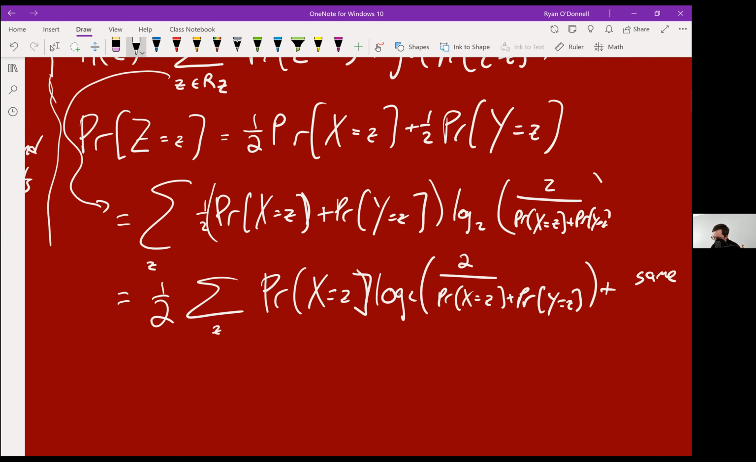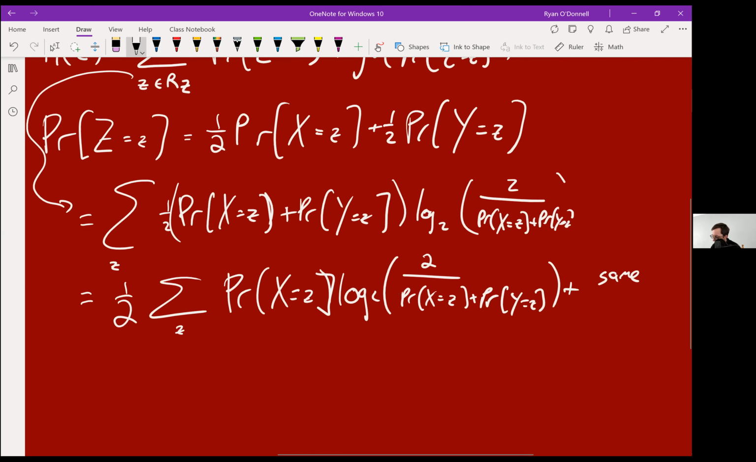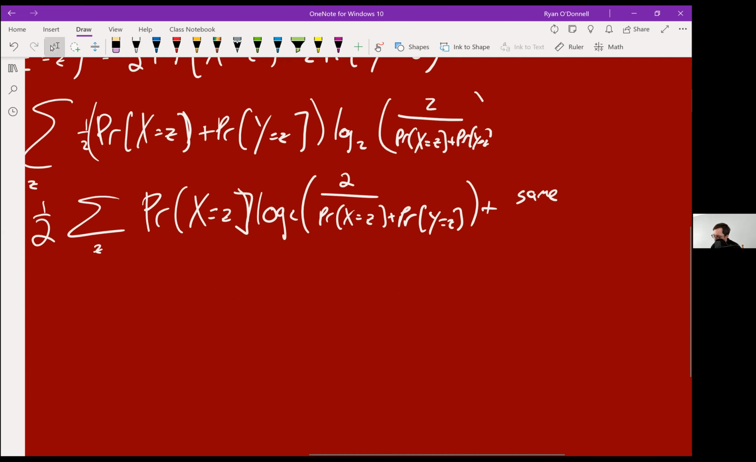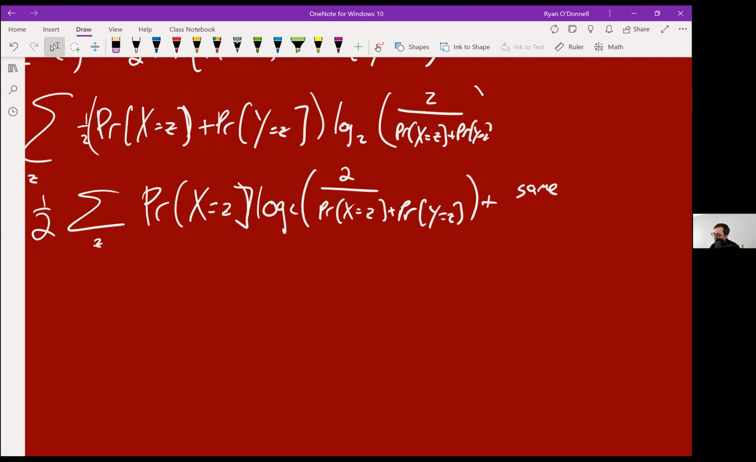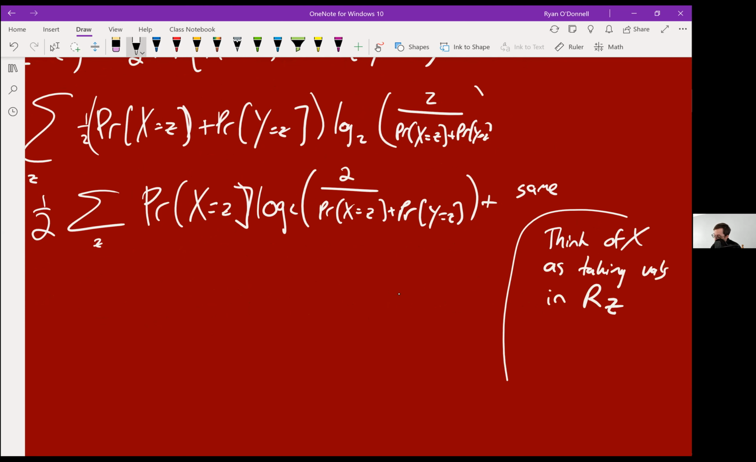Yeah, that's true. So I guess the game here is going to be that you can artificially think of X as taking values in the range of Z. They might have a bunch of probabilities that are 0 if it's some element in the range of Z that X doesn't take on, but you could say that's okay.